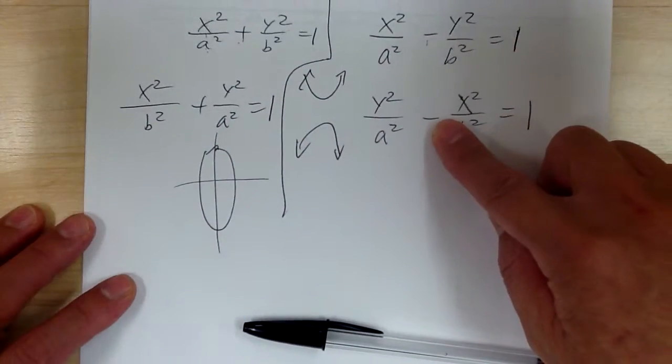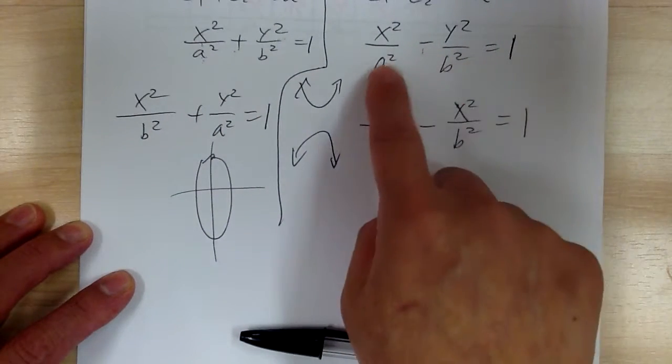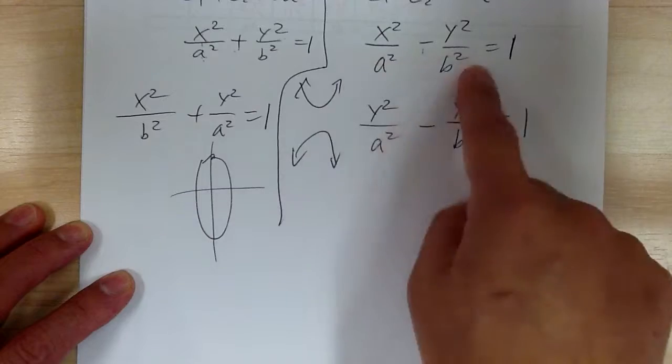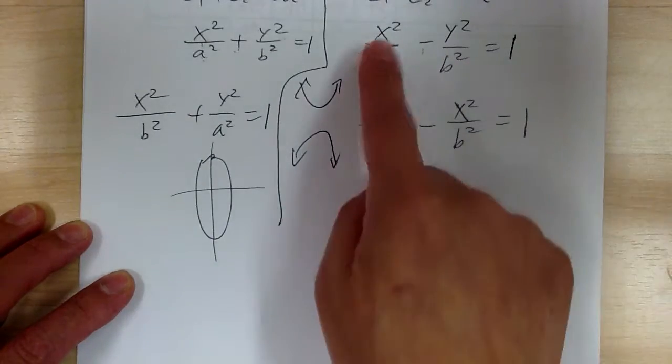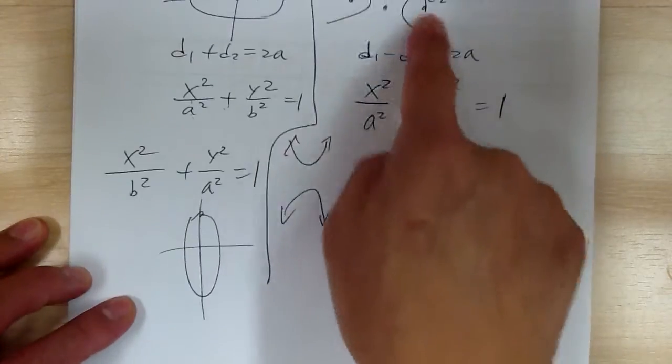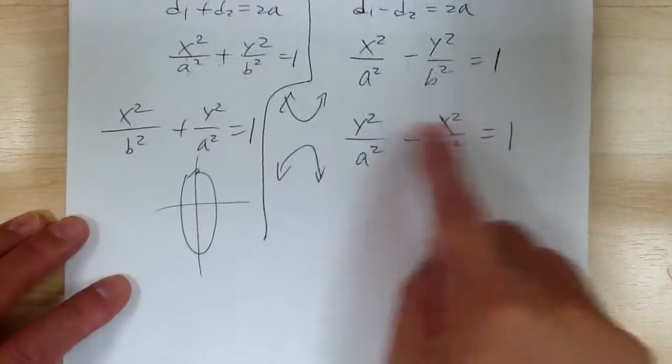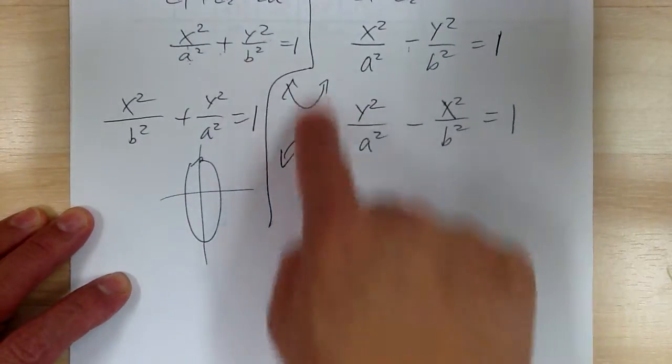Now over here, the a and the b stay. The one that switches is the x and the y. If x comes first, then the graph will go in the x direction. If the y comes first, it will go in the y direction.